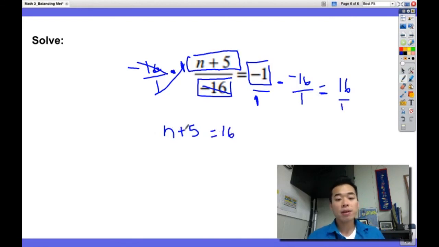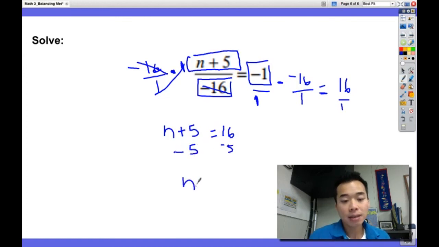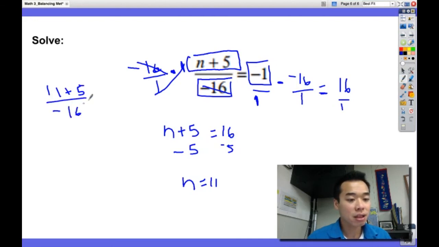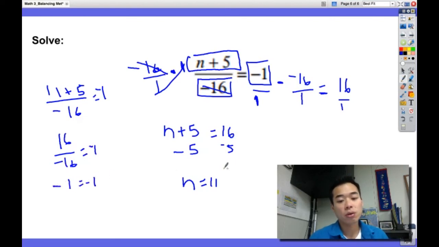And then from here, you ask yourself, what is the inverse of adding 5? Well, that's going to be minus 5. And n will equal 11. Make sure you double check your work. 11 plus 5 is 16, over negative 16 is equal to negative 1. I know that 16 over negative 16 does equal negative 1. Negative 1 equals negative 1, and that's our goal. So our final answer is n is equal to 11.